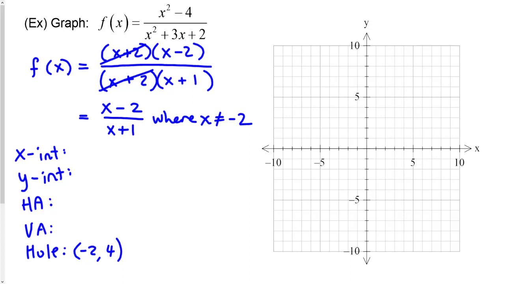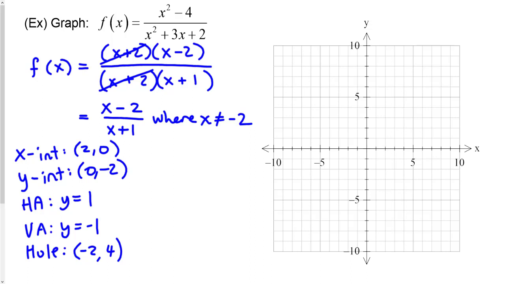All right, the rest of my bits here, the x-intercepts: I have an x-intercept at 2, so at the point 2, 0, a y-intercept at 0, negative 2, horizontal asymptote at y equals 1, and a vertical asymptote at y equals negative 1. So once you get used to all of these different things, it's relatively easy to come up with the analysis.